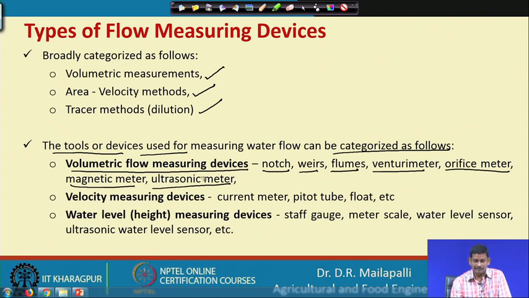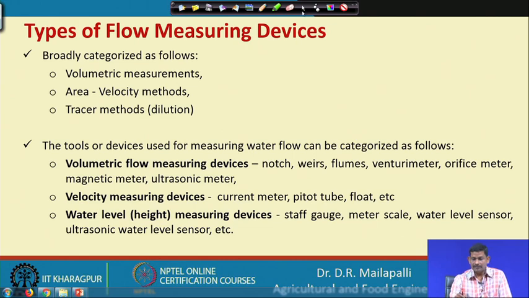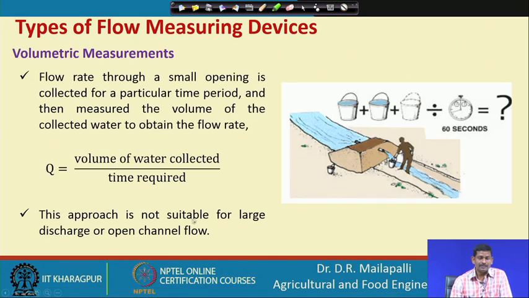Directly you can measure the volumetric flow of a stream, and the velocity measuring devices like current meter, pitot tube, and float, etc. And water level measuring devices like staff gauge, meter scale, water level sensors, ultrasonic water level sensor, etc. These things are very much required for measuring the discharge in flowing streams. Then the next thing is, let us see how to use these devices and what kind of principles they use, and we are going to see that in the slides onwards.